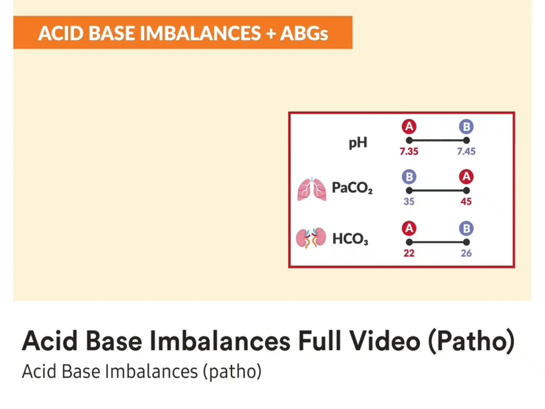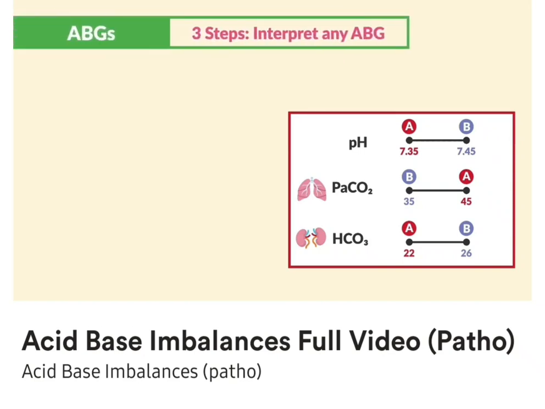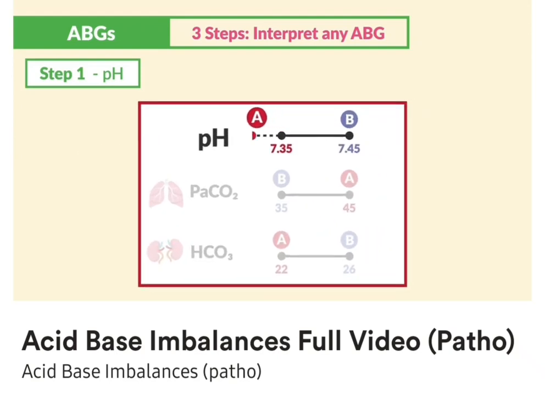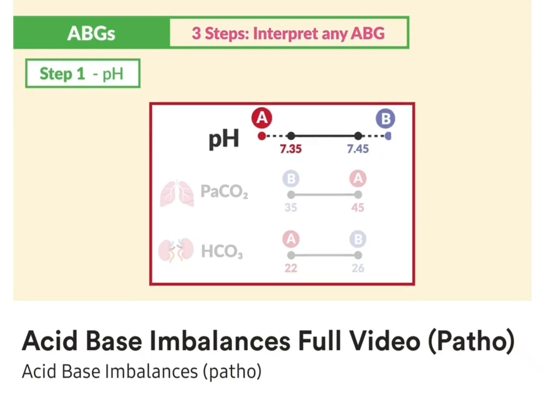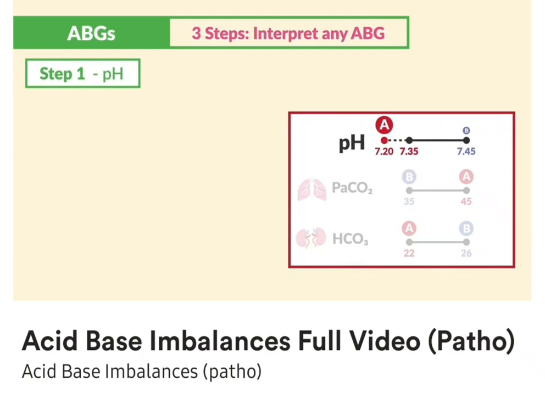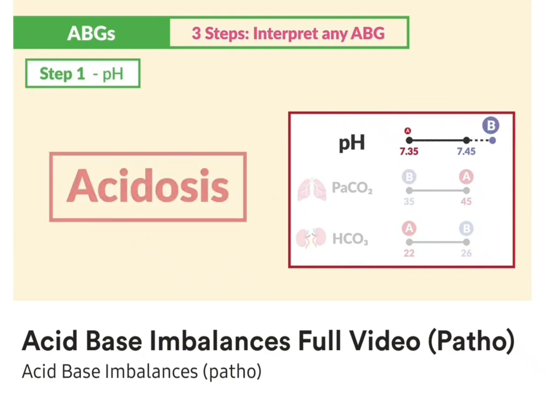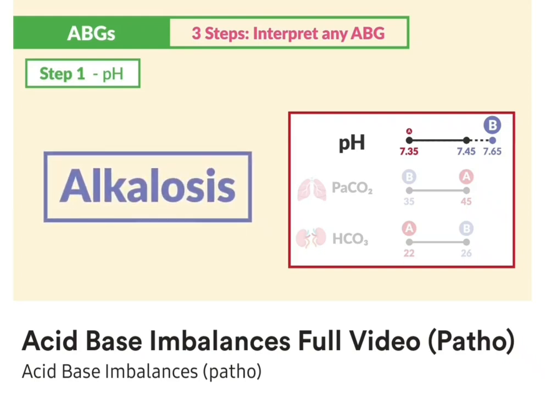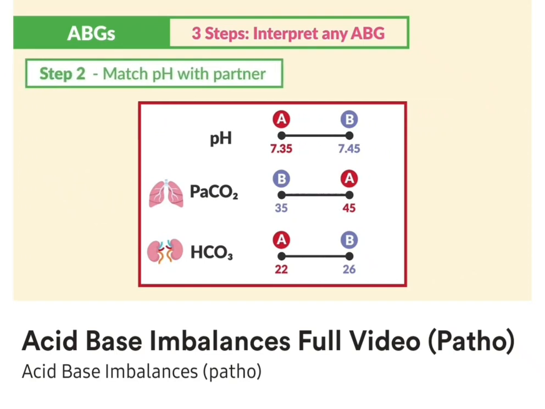Okay, now after this chart is set up, then we can use the 3 steps to interpret any ABG for acid-base imbalances. So step number 1, the pH. This is our key here. Always look at pH first. Remember, pH is primary. We must look here first. Less than 7.35 is A for acid, and over 7.45 is B for base or alkalotic. So for example, pH of 7.2 is acidosis, and pH of 7.65, what do we have here? Yes, it's base, alkalosis.